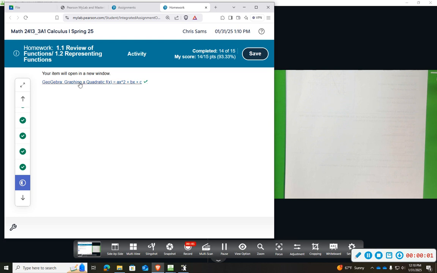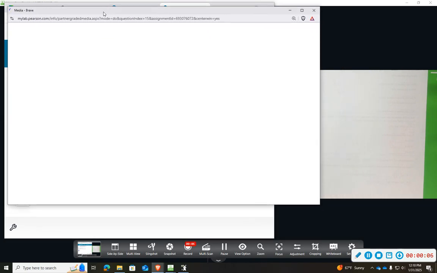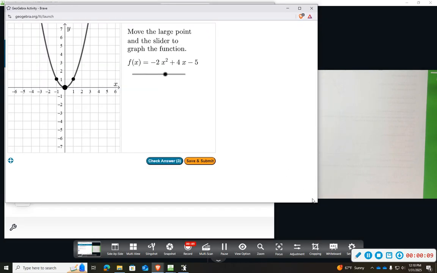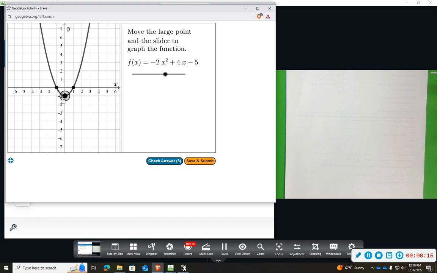Okay, our last question is a GeoGebra graphing function. Looks like we're going to be reviewing some quadratic concepts. What this problem wants us to do is move this large point here and move the slider, which will stretch or compress this graph so that this function is graphing this function here, negative 2x squared plus 4x minus 5.